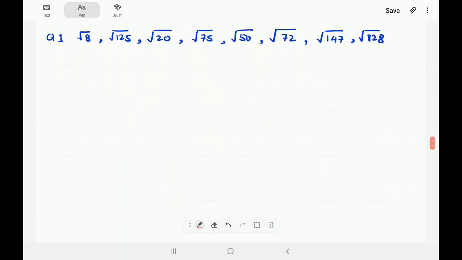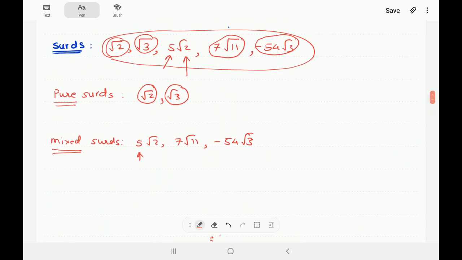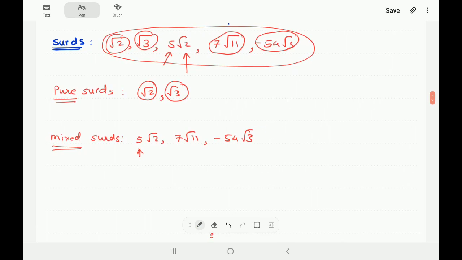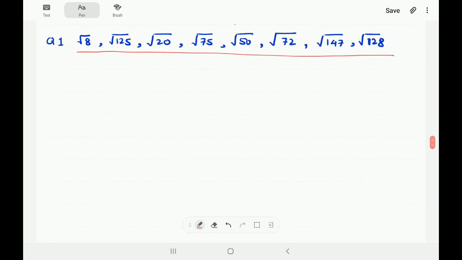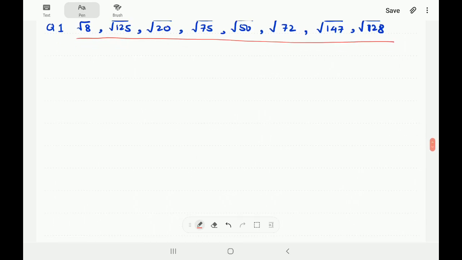These are the numbers. First of all, we need to understand: are these numbers pure surd or mixed surd? You can clearly see the definition or example of pure surd, and you can easily say, okay, these are pure surds. But let me tell you, these are not pure surds. These are mixed surds. Now you will say how? This is what we are going to discuss, and that's the only thing we'll be doing today.